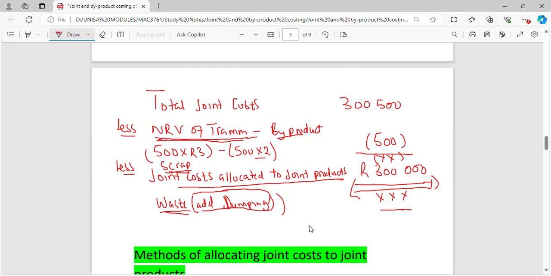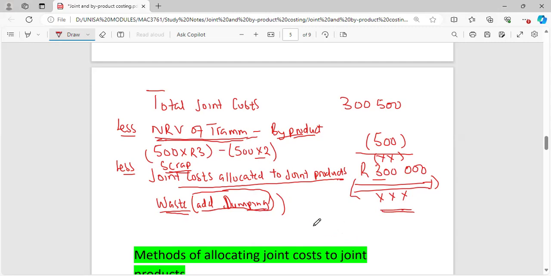You see now, waste is the opposite of the byproduct and the scrap. Byproduct and scrap are going to be sold, so they reduce the joint costs that are going to be allocated to the joint product. But with waste, nothing comes out of it. It's a cost that is not recoverable, so it's going to increase the joint cost to be allocated to the joint product. I don't know if it's clear now.